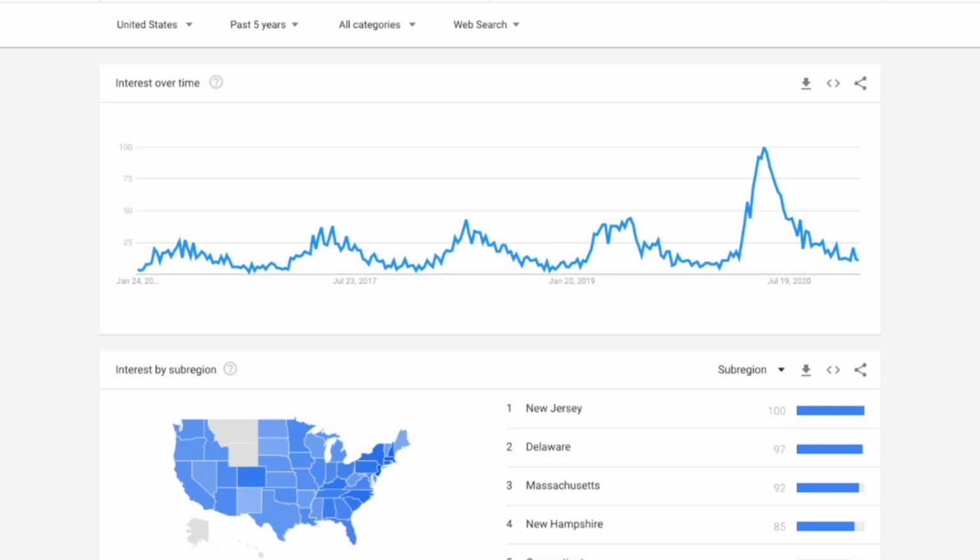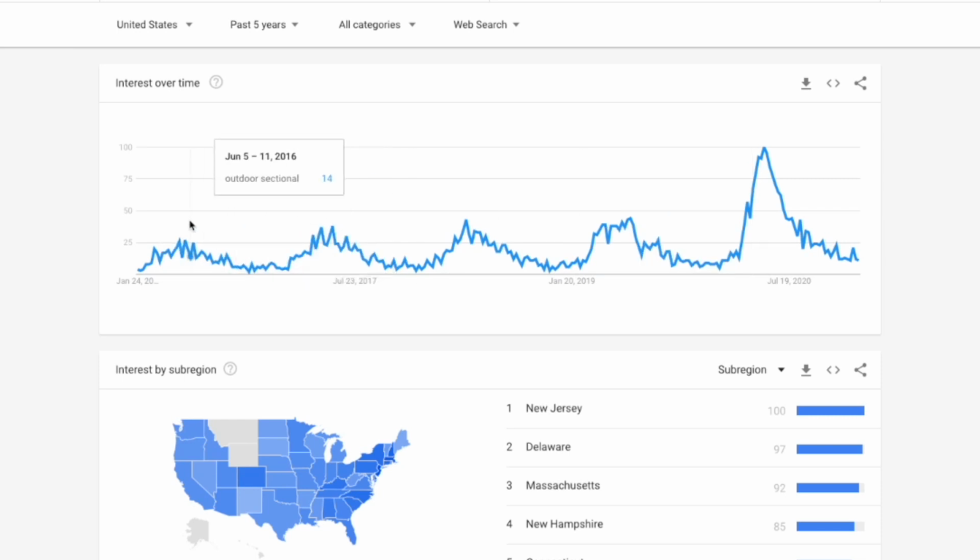Now, if you do this yourself, you'll notice what I'm noticing right now. That is pretty much just like every product type. When COVID started in March, literally like every search term spiked because people were online more. People were spending more money because they were spending less on travel. So everything pretty much peaked.